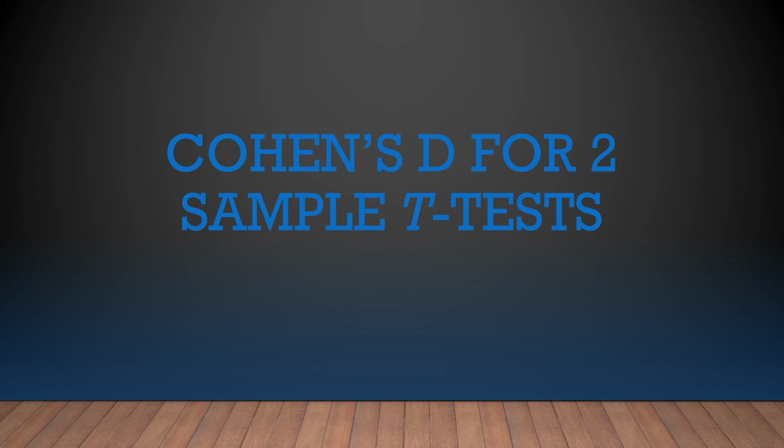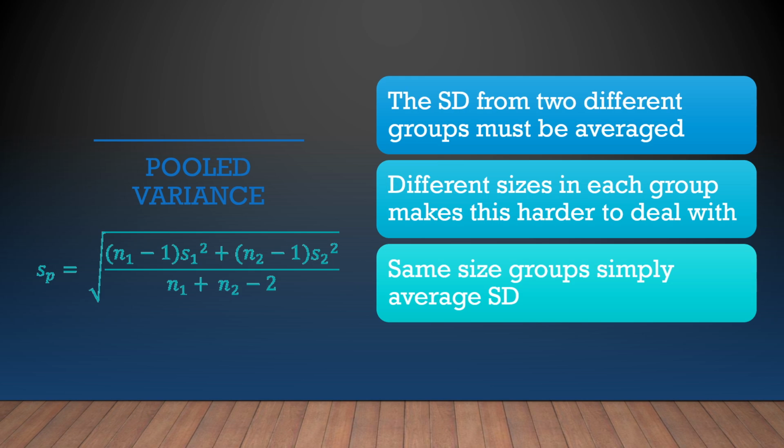Okay, so this is a really short video. All we're doing is computing Cohen's d for a two-sample t-test. We'll talk about this really quickly. So the standard deviation from the two different groups they're using has to be averaged together.